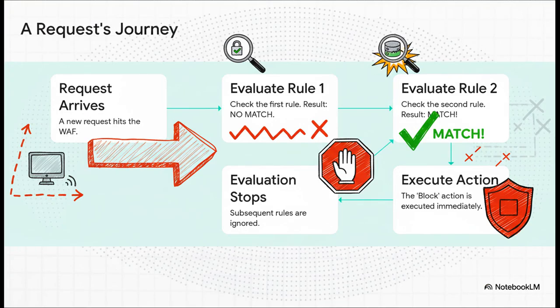A request arrives. WAF looks at rule number 1. Let's say it's allow traffic from the office IP. Is it a match? Nope. Okay, move on. Next, it evaluates rule number 2. Block any request that looks like a SQL injection attack. Is that a match? Yes, it is. So WAF immediately executes the block action. And this is so important. The evaluation stops right there. It doesn't even look at rules 3, 4, or 5.